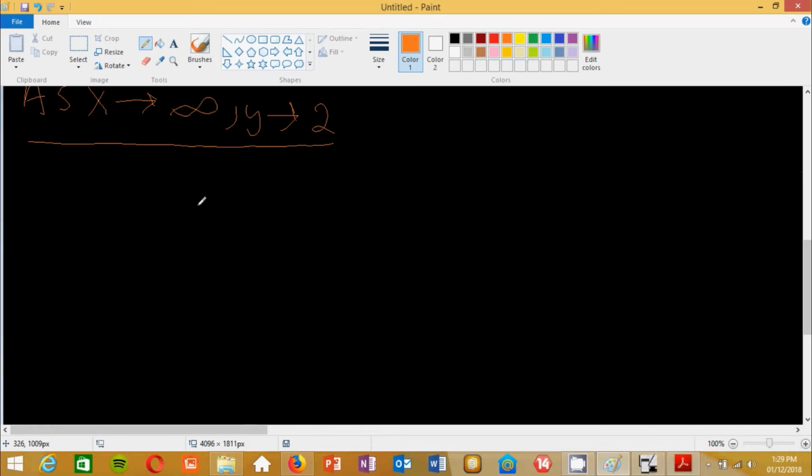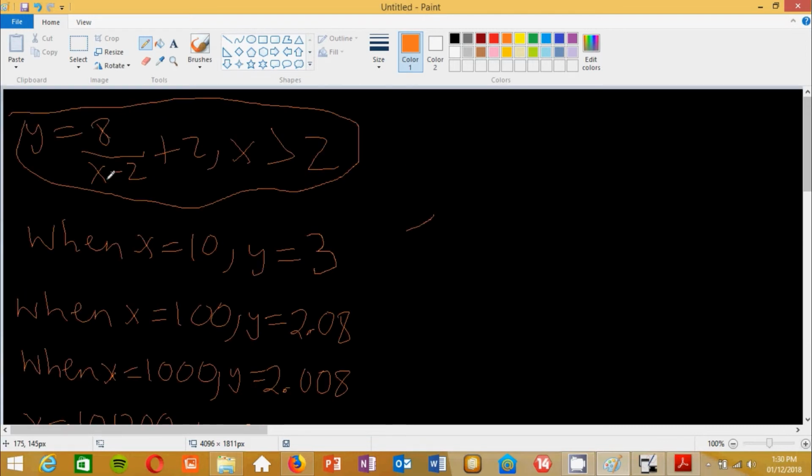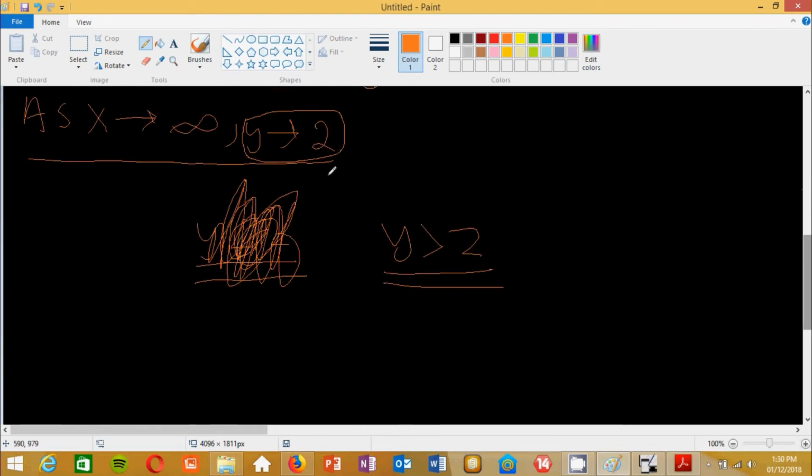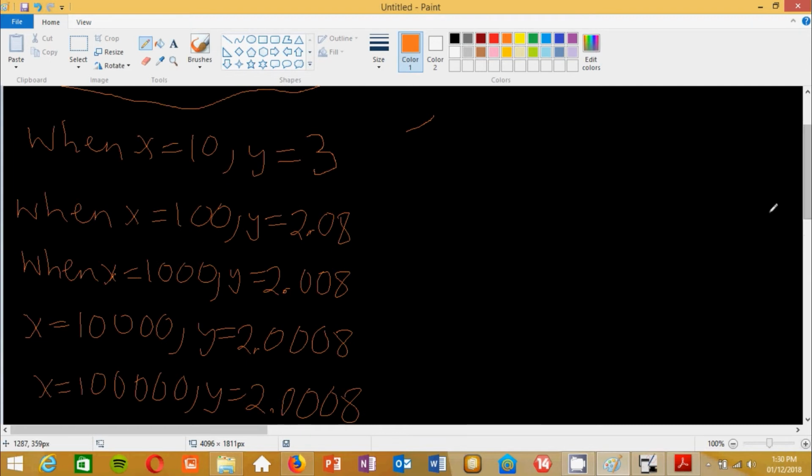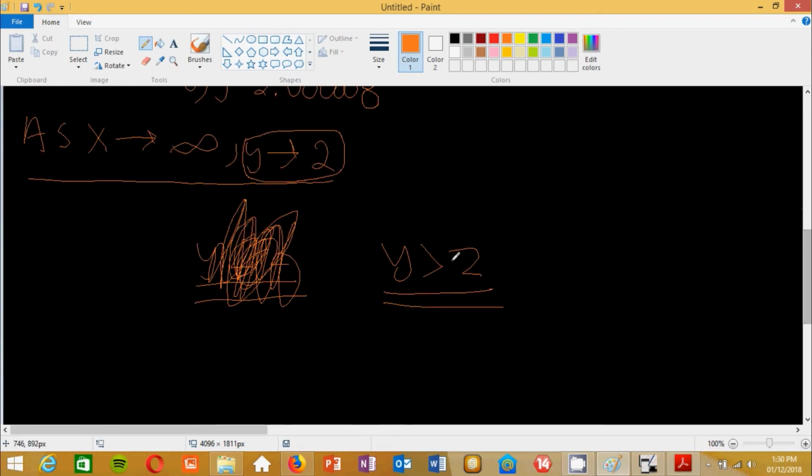What does that tell you? As x is becoming bigger and bigger, y is becoming smaller and smaller. But if y is going to stay at 2, it tells you that y is not going to become any smaller. So the smallest value of our function y is going to be 2.